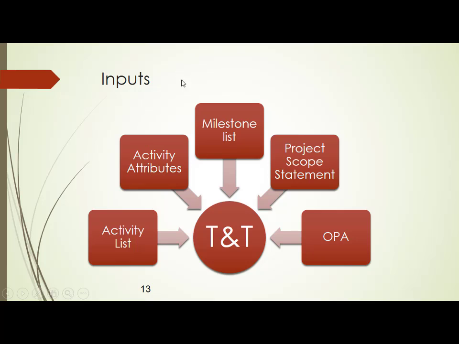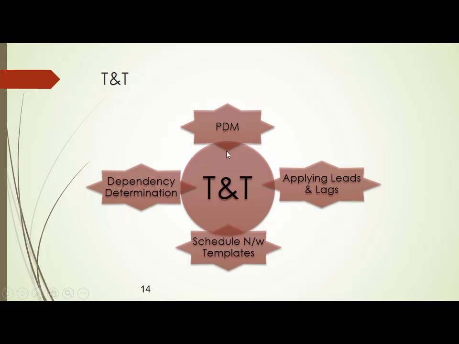For that you have so many inputs. Whatever we got in the define activities output is taken as an input. You have activity list, activity attributes, milestone list, project scope statement, and the OPA. OPA stands for organizational process assets. Now what are the tools and techniques? There are 4 tools and techniques. I will tell you one by one. Very slowly you understand this, very important.